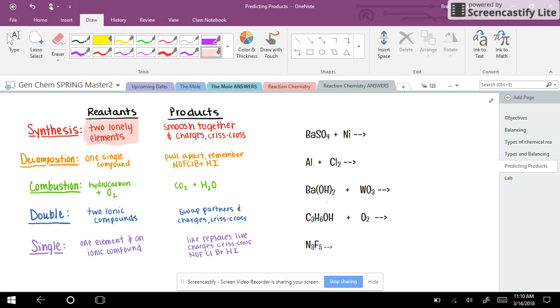So we're going to go over here to our list of examples just off to the right, and we're going to try to find a synthesis reaction. So 2 lonely elements. Here we have BaSO4. Well, that's a compound, several elements bonded together, so that can't be. And here we have aluminum and chlorine. When you say the names out loud, that's how you know this is barium sulfate. That's not one element. And right here, aluminum and chlorine, those are 2 lonely elements. So that's our synthesis reaction.